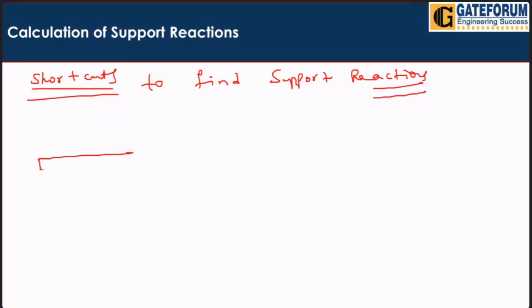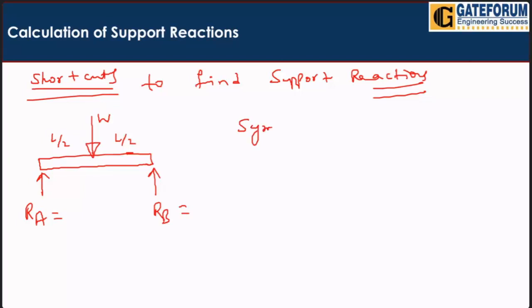Suppose here we have symmetrical loading. If we need to find RA and RB in case of a simply supported beam with a point load acting at the center, that means at L by 2 and L by 2, since it is a symmetrical load, the support reactions are half.